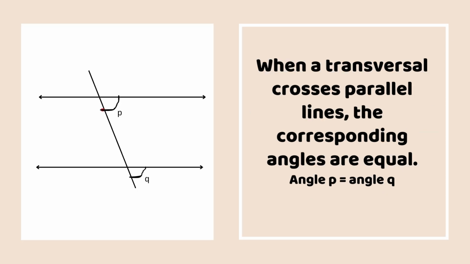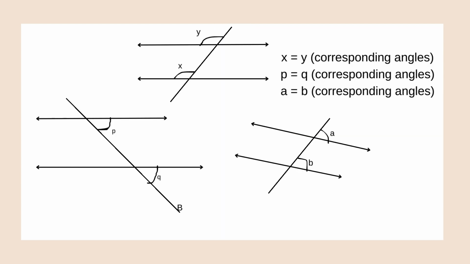Now, when a transversal crosses parallel lines, the corresponding angles are equal. So when you have two parallel lines and then you have a straight line crossing it, the corresponding angles are equal. So this is an example of a corresponding angle. The P and the Q, they are both corresponding angles. They are equal. More examples.